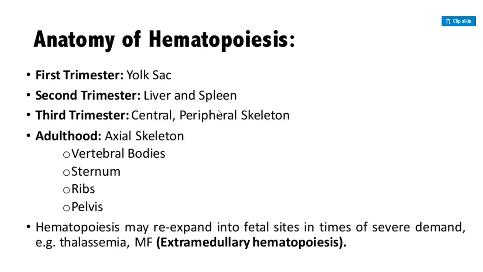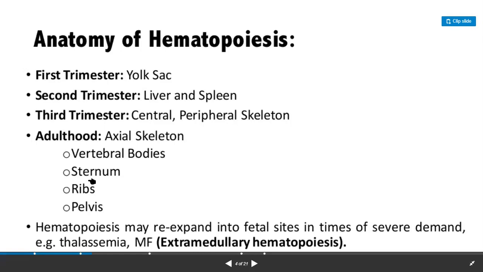So now the baby or the fetus has some bones, so that is where hematopoiesis takes place. But after childbirth, when the baby is born and the child grows to become an adult, hematopoiesis takes place in the axial skeleton. So we have the vertebral bodies. You have your vertebral column, and each of the vertebrae has a body, the vertebral bodies. So hematopoiesis takes place in the vertebral bodies, in the sternum, the breastbone, and then in the ribs and in the pelvis. So these are the bones where hematopoiesis takes place.